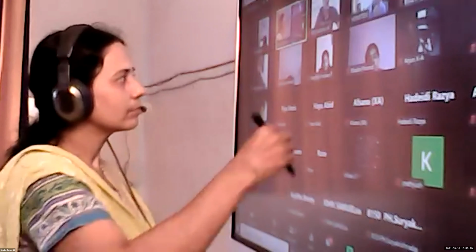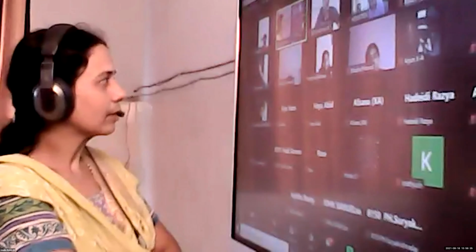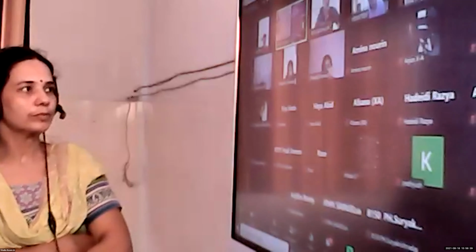Linear. It is linear. Polynomial of degree 2 is called? Quadratic. Meghna, degree 3? Cubic. And what about degree 4?